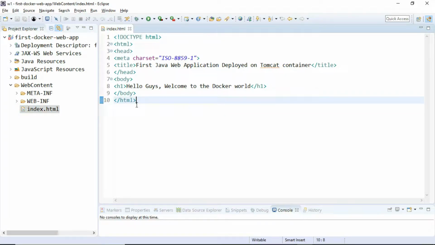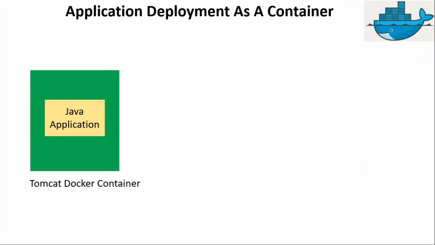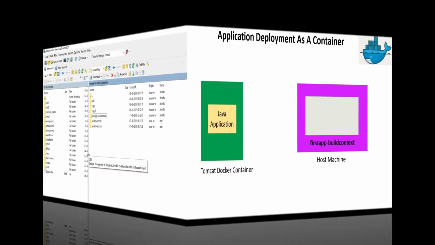And so now let us see the Docker build context folder, that is the folder where the Dockerfile is kept to build the Docker image. For this demo, I have created a Docker build context directory with the name firstapp-buildcontext inside the dockerfiles directory in my remote Ubuntu machine. So let us see this directory with the help of the WinSCP client tool.